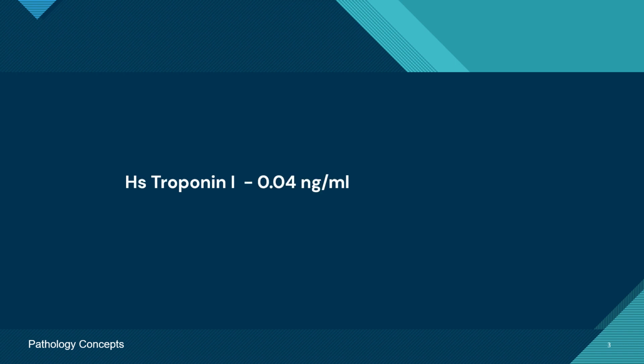High sensitivity troponin assays are used to detect troponin at a much lower concentration than classical assays. The detection limit for high sensitivity troponin I is 0.04 ng per ml. Troponin I remains elevated for 6 to 10 days after the myocardial injury.